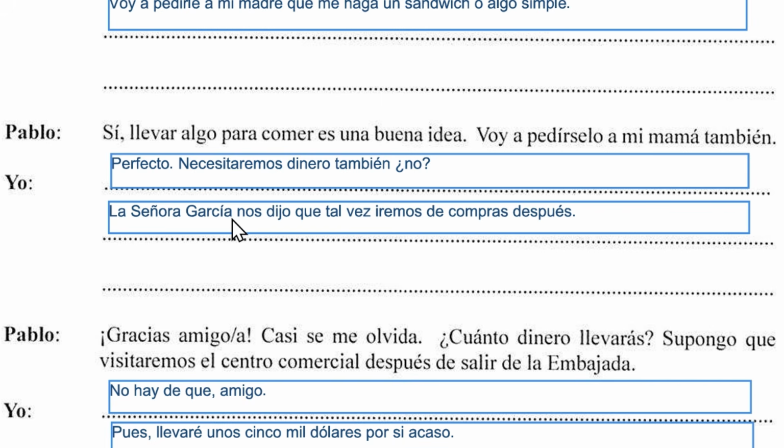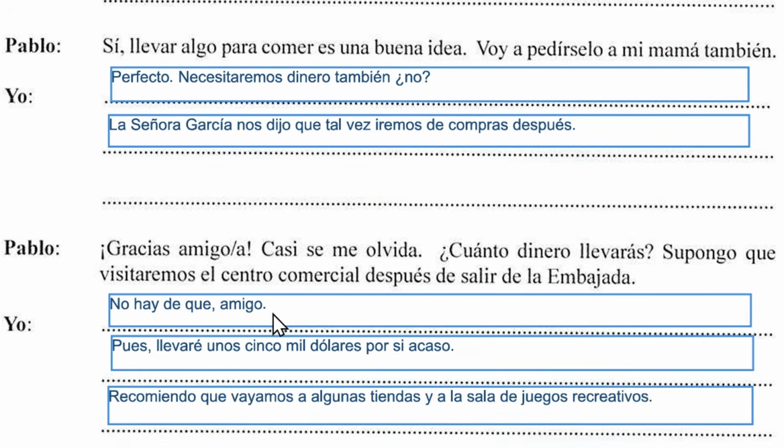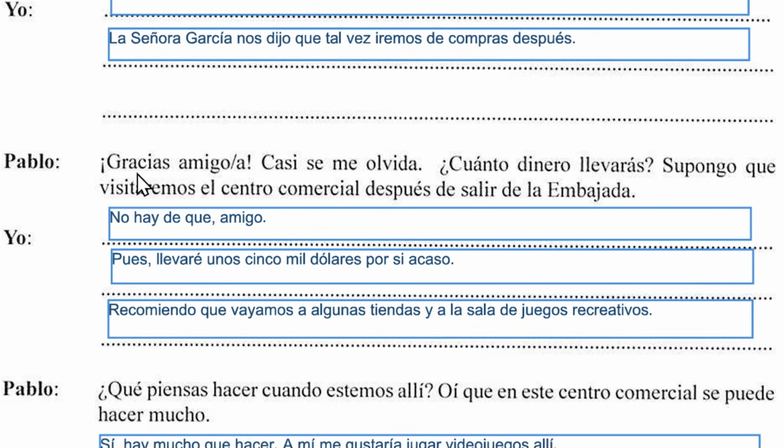Senora Garcia told us that maybe we will go shopping afterwards. And I inserted the name of the teacher once again because it was said earlier, and I thought that was a beautiful thing to do because, as I said, the dialogue is a script that you're given, and it's so important to just follow suit, right? So that lines up perfectly. And then he thanked us for that reminder. He said he almost forgot, and he asked us how much money we will carry.